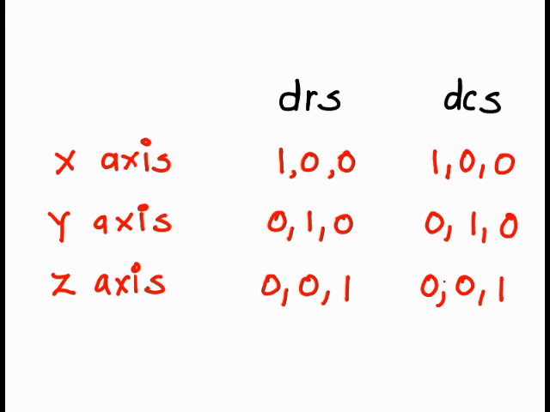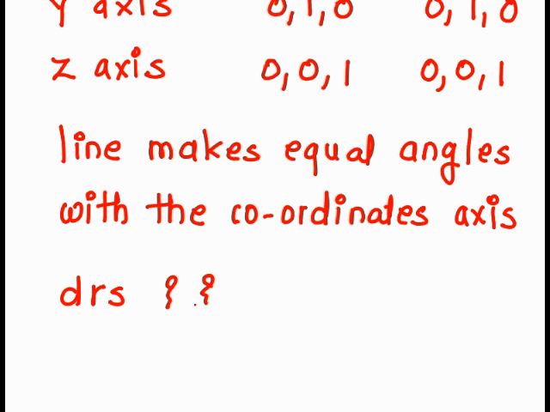Remember one result. Now if a line makes an equal angle with the coordinate axes, then what are the DRS? Guess about this and comment below. What will be the DRS? Yes, you are right. The DRS are 1, 1 and 1. So when any line makes an equal angle with the coordinate axes, the DRS are 1, 1, 1. Remember this.